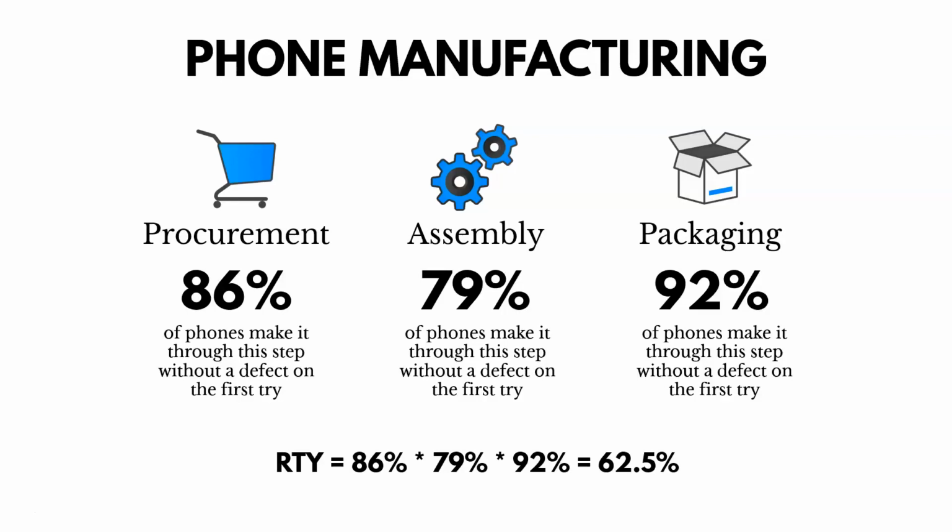Now, what we've got in this case is a rolled throughput yield of 62.5%. Our rolled throughput yield is always going to be less than our individual yields, because what the rolled throughput yield tells us is how likely a phone in this case is to make it through the entire process without a defect on the first try. So 62.5% of phones make it through this entire process without a defect on the first try. And that's what we want.